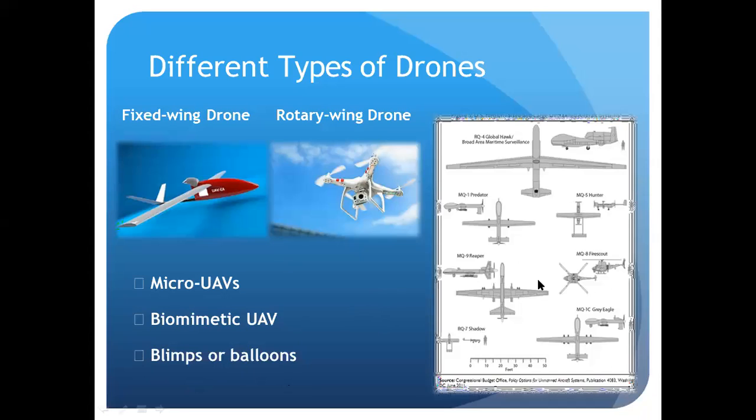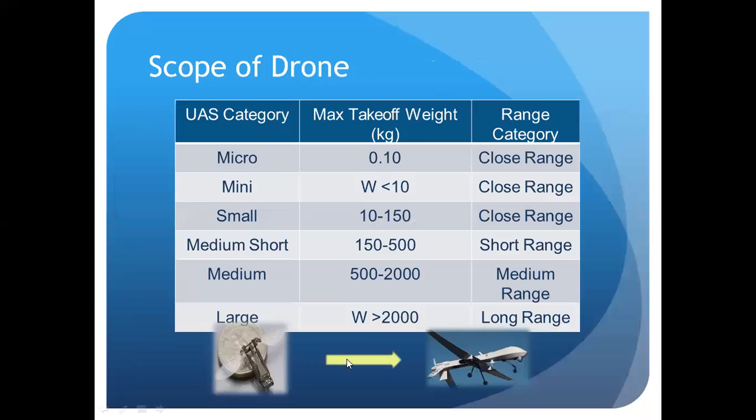You can see here some images of these drones. Some of the drones have fixed wings and some have rotary wings. So these are the three types: micro UAV, biomimetic UAV, and blimps or balloons. Then, the scope of drones. Where is the scope of drones?